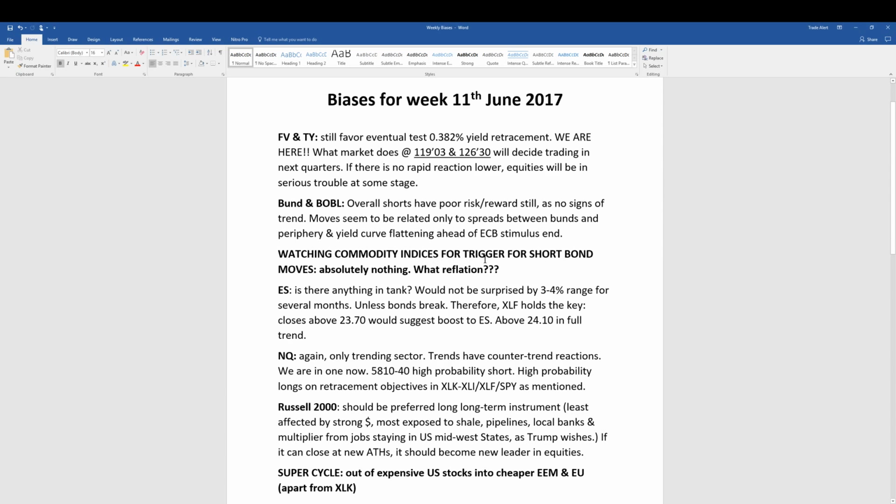Commodity indices again are doing absolutely nothing. Therefore, the reflation that would short bonds aggressively is just not happening. There is no price action suggesting that it's even close.